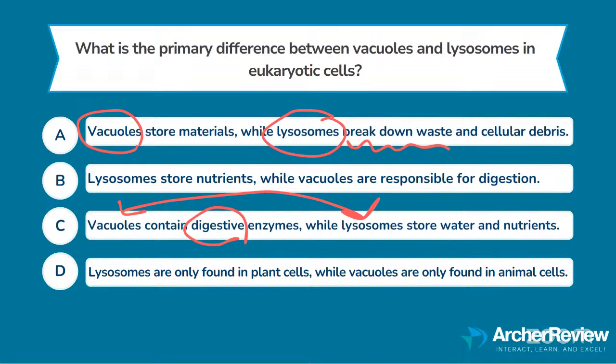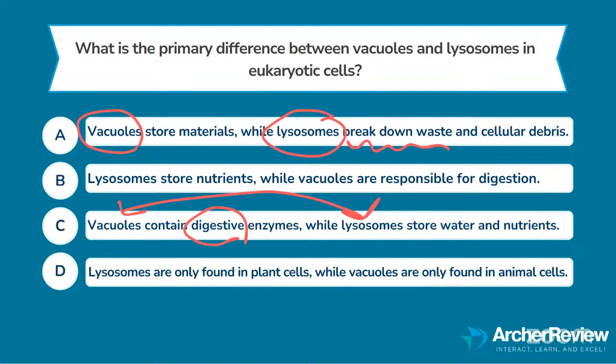Whereas vacuoles are going to store those items. And I would still say they store more garbage than they do nutrients, but that's neither here nor there. All right, D, lysosomes are only found in plant cells while vacuoles are only found in animal cells. No, actually, plant and animal cells have a vacuole, while a plant cell has one large vacuole. We have lots of vacuoles, and lysosomes are not typically found in plants.